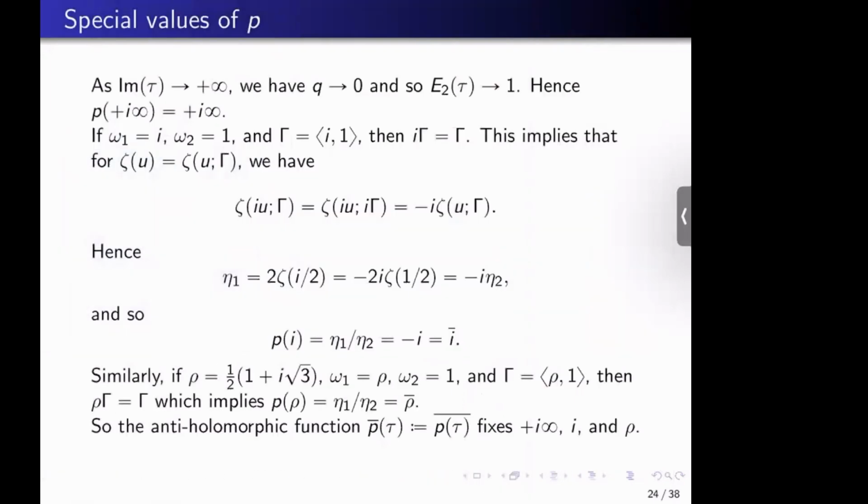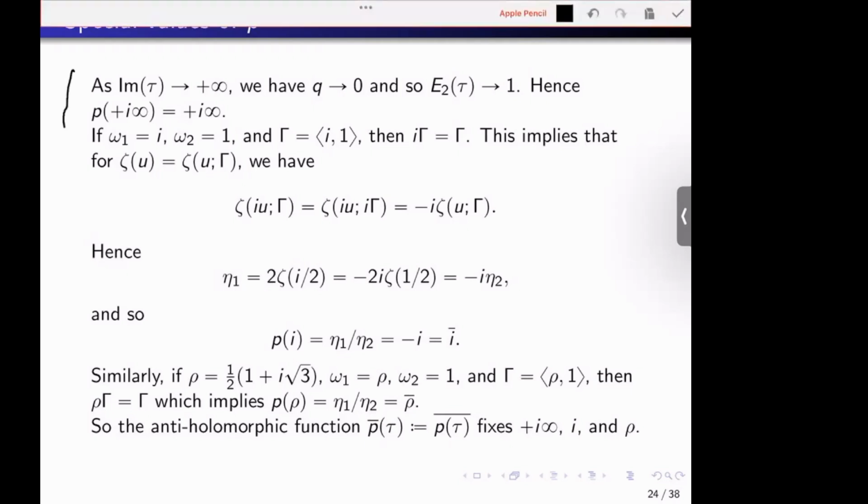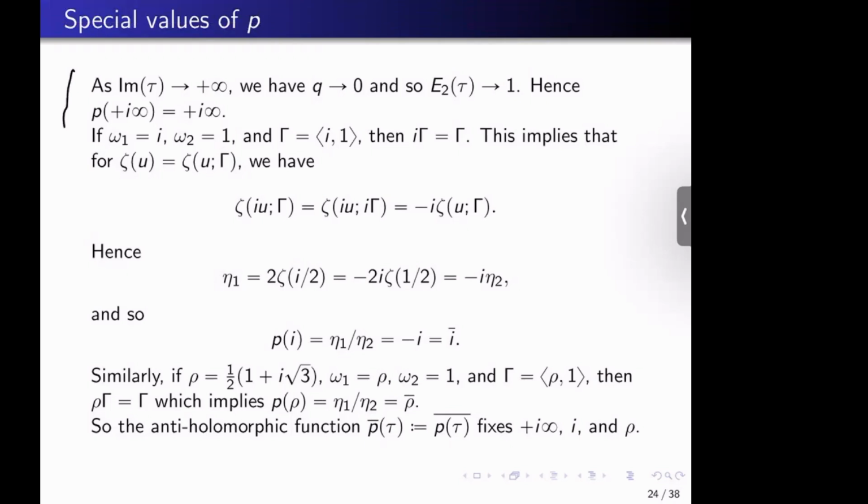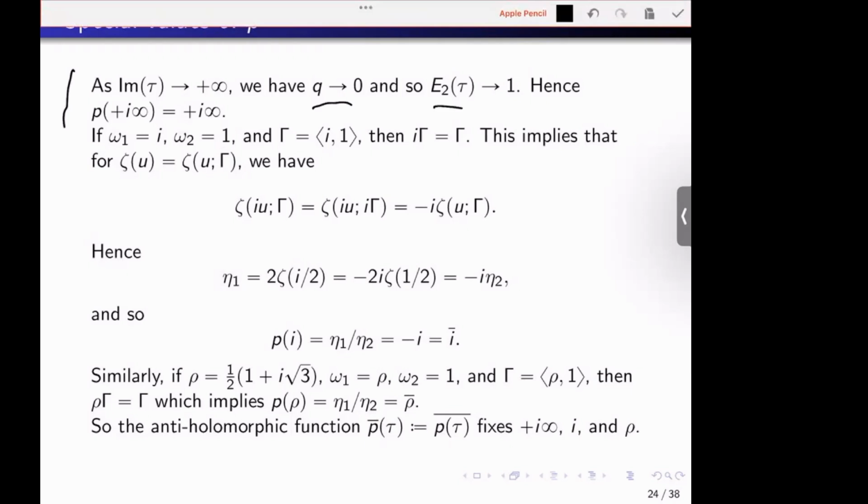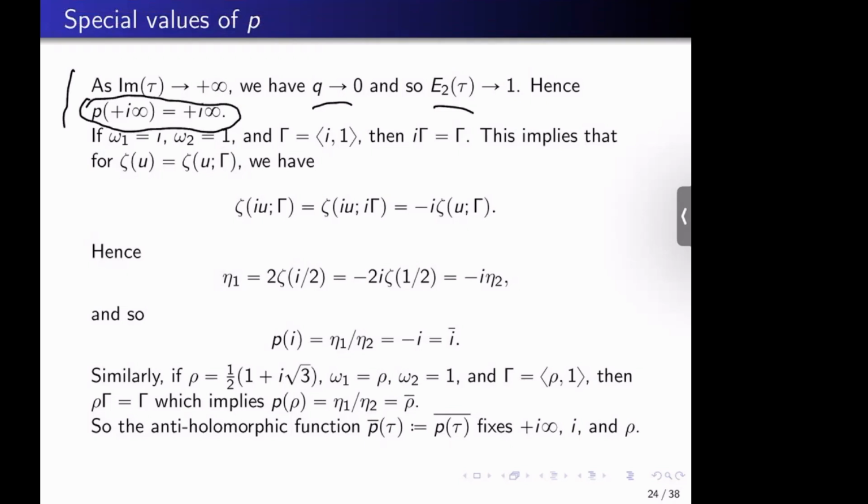So in order to formulate my main theorem, I need a couple of more things. Namely, it's not hard to compute some special values of my function P, namely for certain lattices that have a nice additional symmetry properties that not all lattices have. And well, one thing that you can observe is some asymptotics, right? So if you let the imaginary part of tau, the ratio of the lattice generators, go to infinity, then q goes to 0, and then E2 goes to 1, and this actually leads to this relation. So that if you look at infinity, then P maps infinity to infinity.